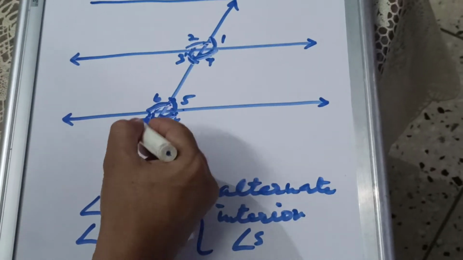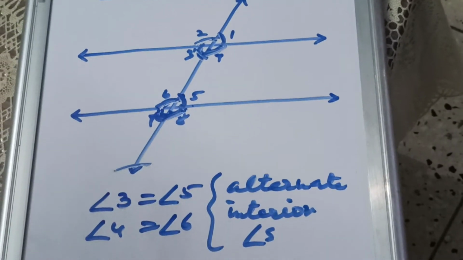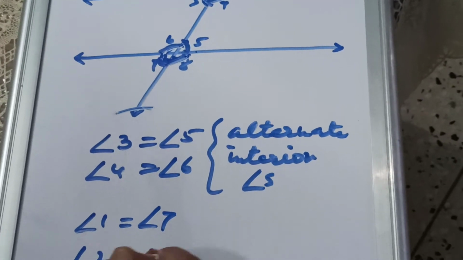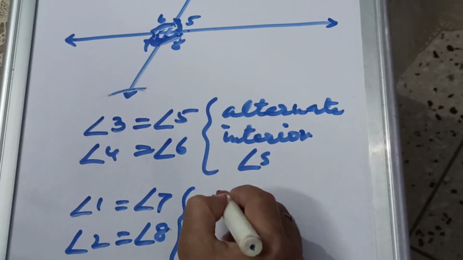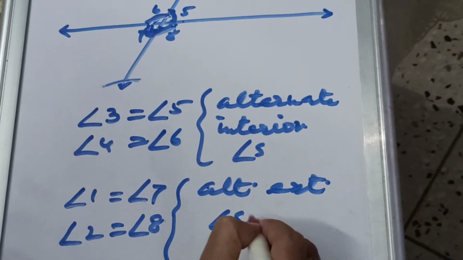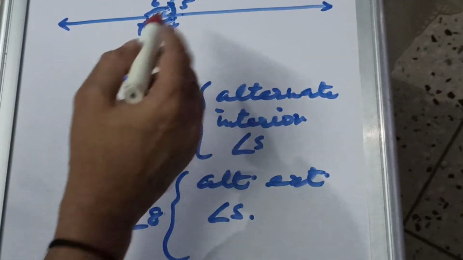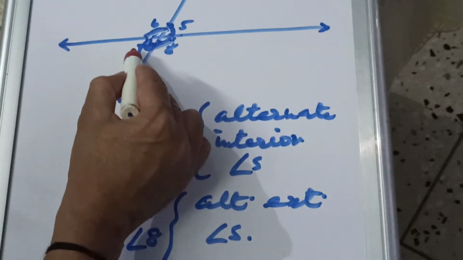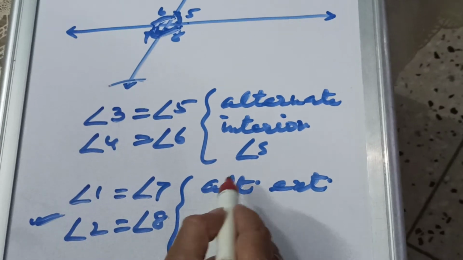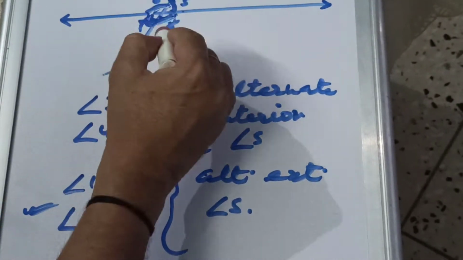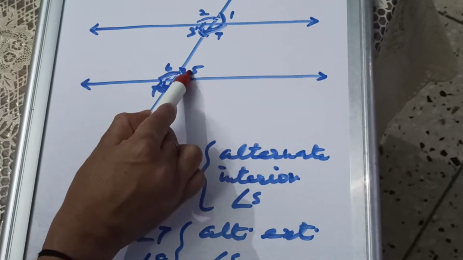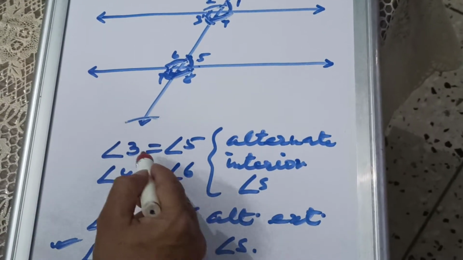सिमिलरली एंगल 1 एंड एंगल 7, बाहर बाहर, एंगल 1 एंड एंगल 7, एंगल 2 एंड एंगल 8. इट इज नोन एज alternate exterior angles. See carefully. Angle 1, angle 7, angle 2, angle 8. Exterior. This is known as alternate exterior angle. Both are same. Similarly, interior angle 3, 5, angle 4, 6. Both are same.